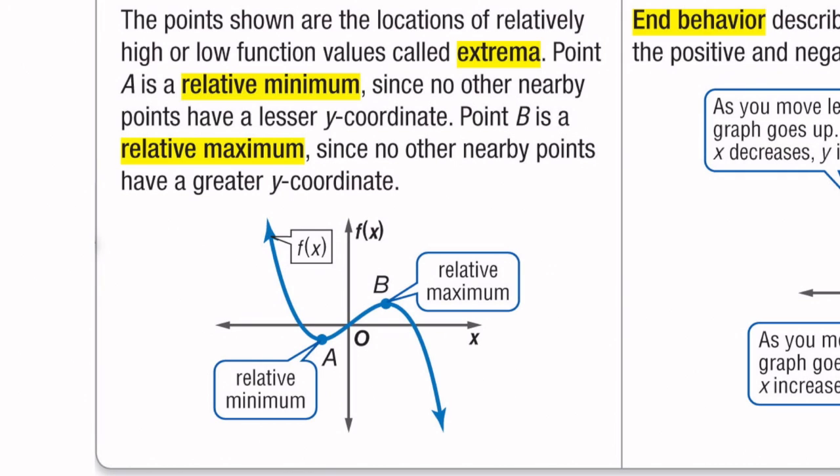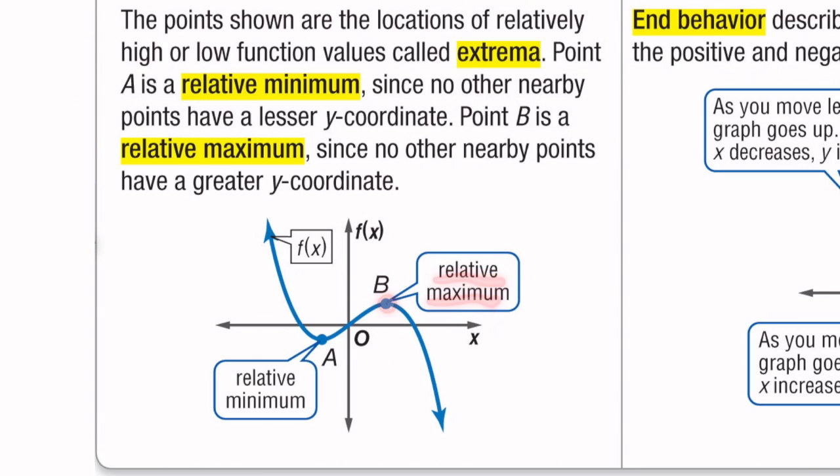The points A and B are locations of relatively high or low function values called extrema. Point A is a relative minimum since no other nearby points have a lesser y-coordinate. Point B is a relative maximum since no other nearby points have a greater y-coordinate. So in other words, from the section of the graph that we have here, point A is the lowest point of the graph and point B is the highest point of the graph.